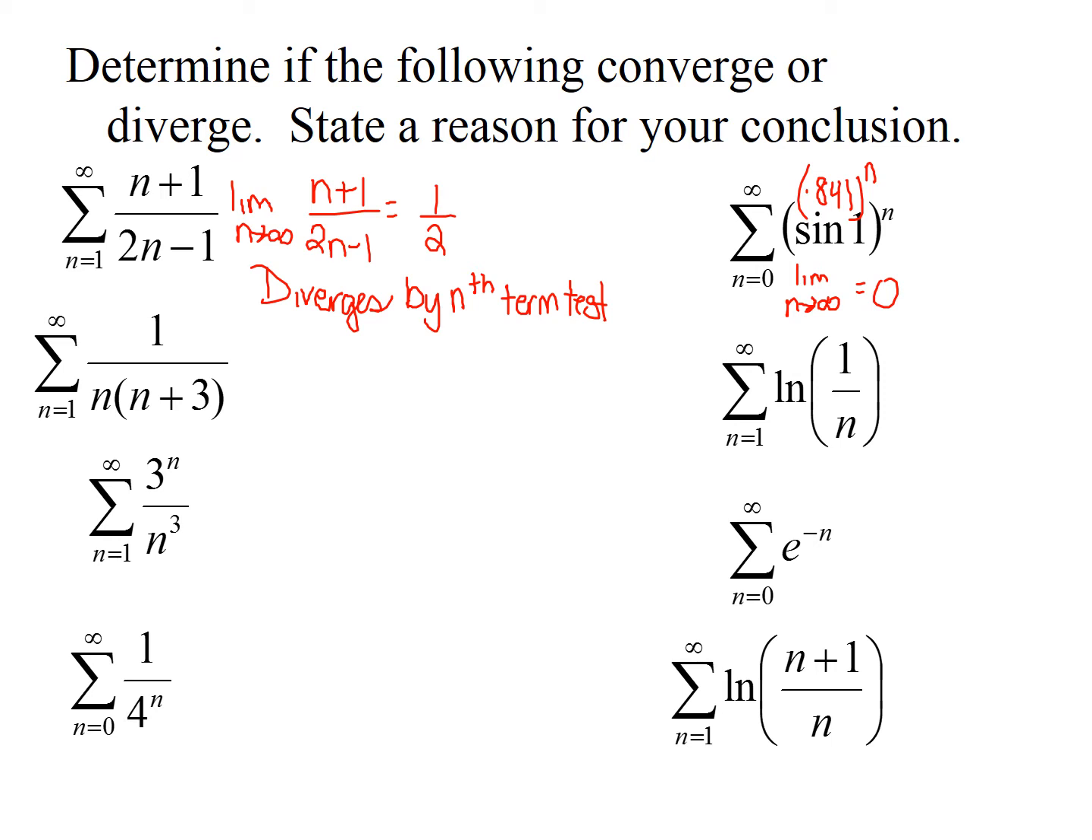It means that I have to use another test. And the other test that I would use would be geometric. And the reason I would use geometric is because this is in geometric form. A is 1 in this situation, and r is equal to 0.841. Since the absolute value of r is less than 1, we know this converges. And I would say it converges by the geometric test.